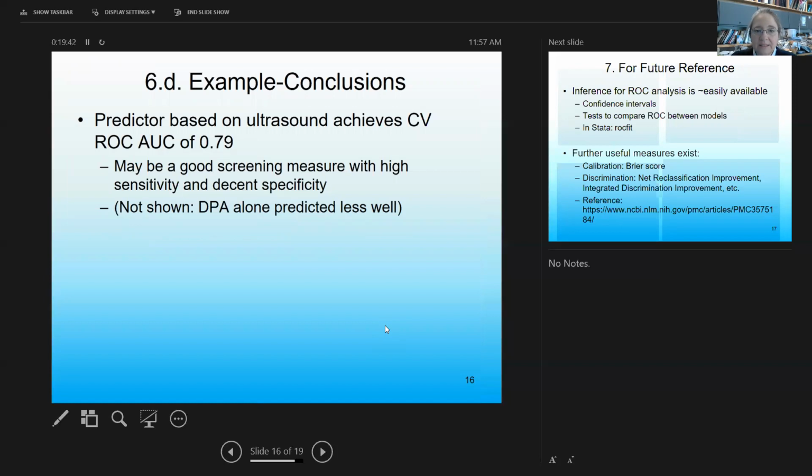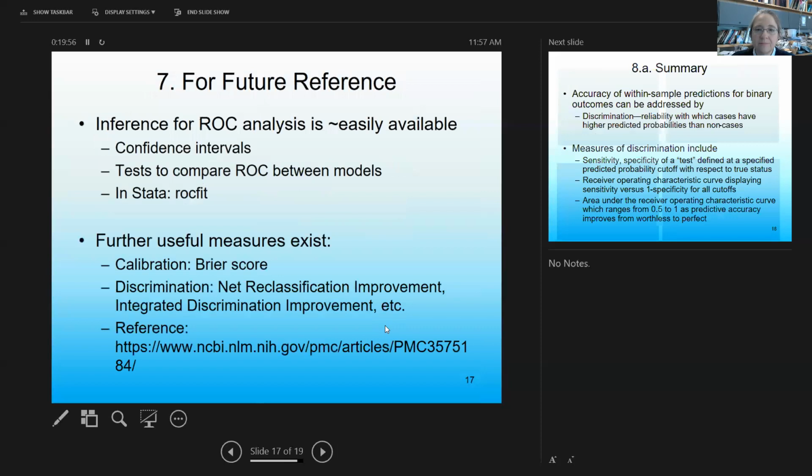This is my summary slide showing that a predictor based on ultrasound only achieves a good area under the curve and may offer ultrasound as a good screening measure for osteoporosis. So here now are my couple of additional slides. Just for your future reference, one can achieve inference for ROC analysis.